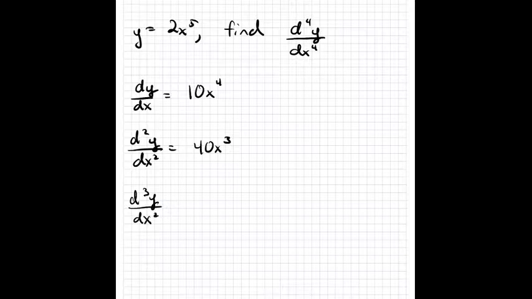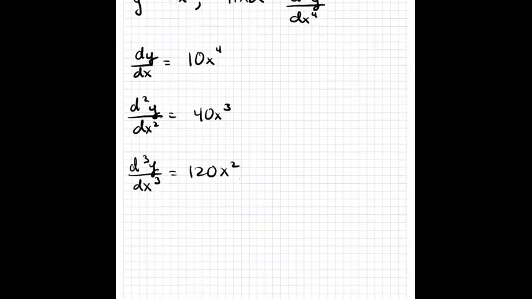basically take the derivative again, that's going to be 120x squared. And finally, the fourth derivative of y with respect to x, 240x. I think that's it. Okay. That one wasn't too terribly bad.